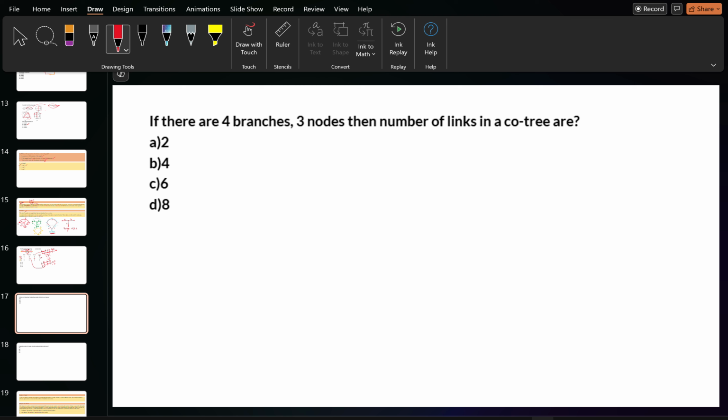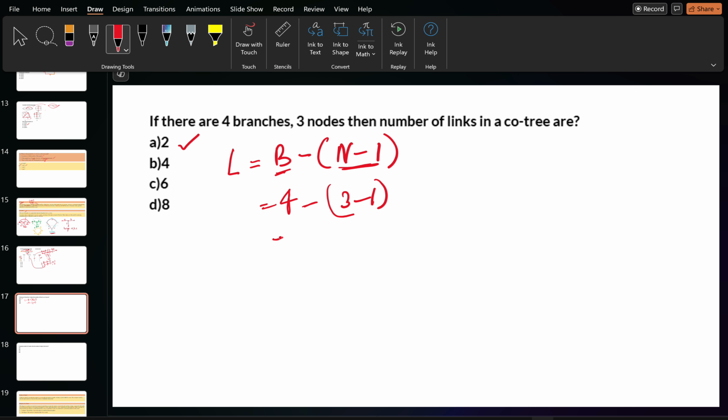Option A, sir. Okay, option A. I've got the answer of option A. Okay, that is a simple problem. That link formula, the number of branches of a co-tree, is L equal to B minus (N minus 1). B is the total number of branches, N minus 1 is the branches of a tree. Here B is given as 4, and N minus 1 is 3 minus 1, it is given already. So it will be equal to 2. So the links of a co-tree, meaning the branches of a co-tree, is equal to B minus (N minus 1). So that is equal to 2.